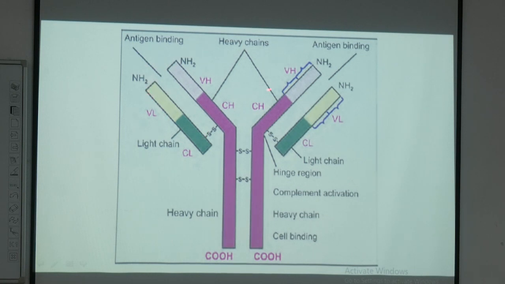So here, in the variable portion, as it binds to the antigen, there is also some part called the hypervariable portion. It helps in a much firmer association with the antigen.